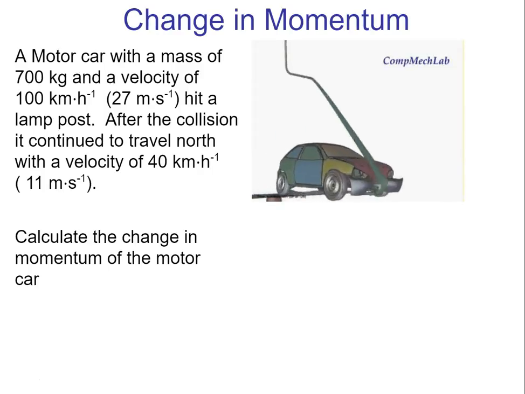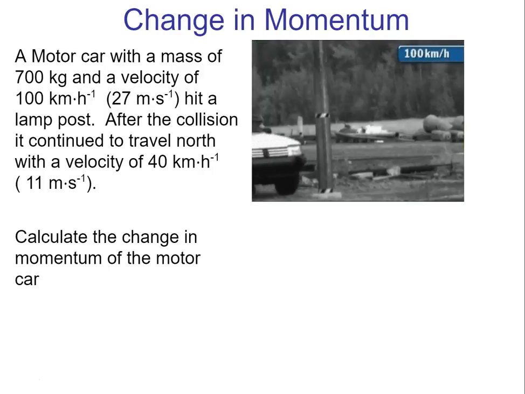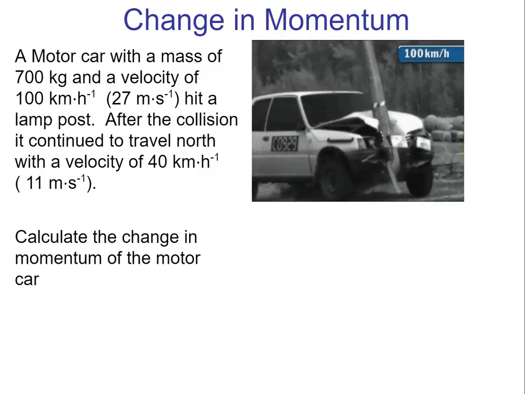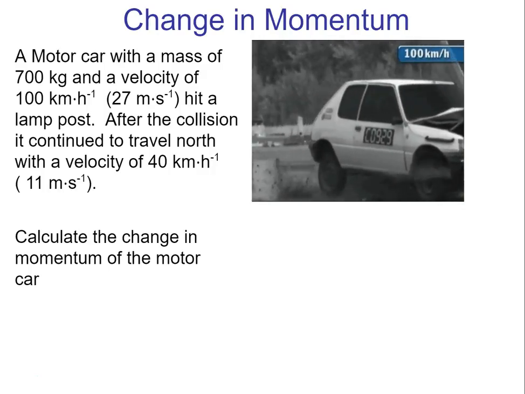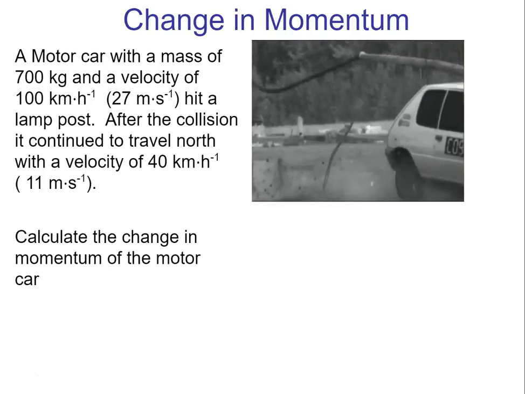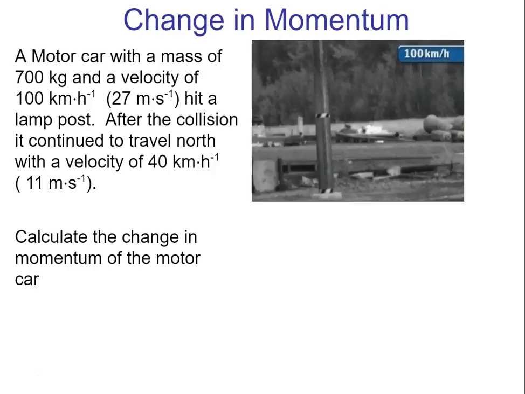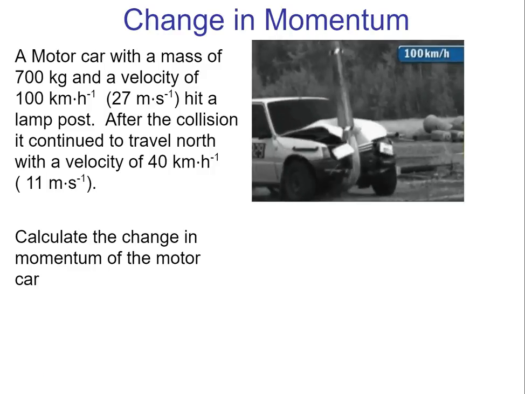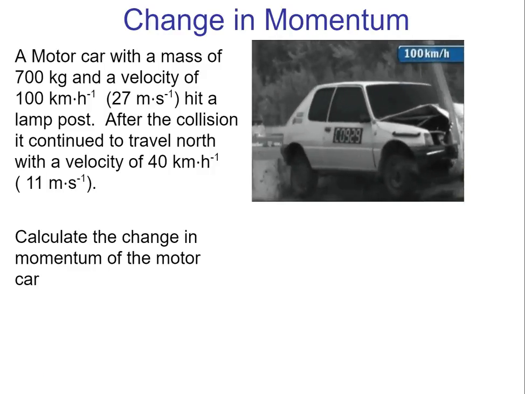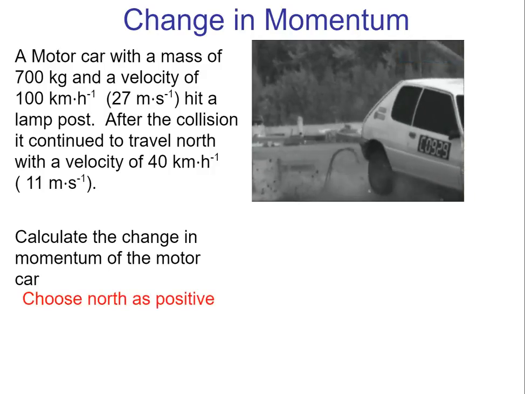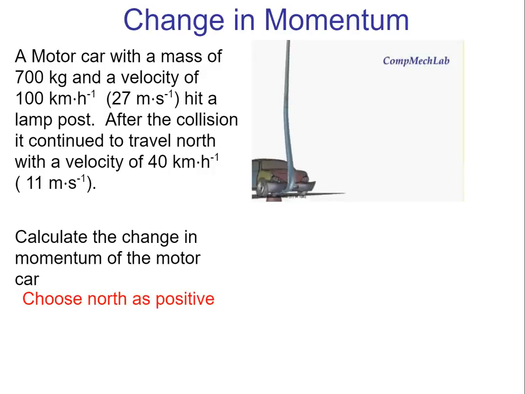Okay, so a motor car with a mass of 700 kilograms and a velocity of 27 meters per second hit a lamppost. After the collision, it continued north, but now its velocity has decreased to 11 meters per second. And you have to calculate the change in the momentum of the car. So what do we do? First momentum sums, choose a direction. Since this guy is going north, let's just choose north as positive.